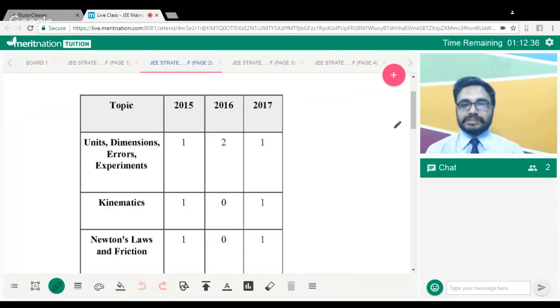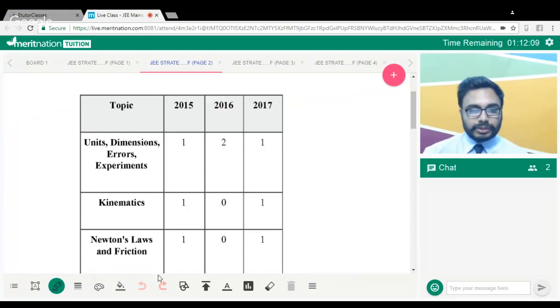In units and dimensions, particularly, in the last 3 years we had a total of 4 questions: one in 17, two in 16, and one in 15. As you can see, we mostly have one or two, maximum 2 questions from this chapter. Same as kinematics, 101, and Newton's laws of motion and friction. So these are the numbers of questions that had come up in the last exams.